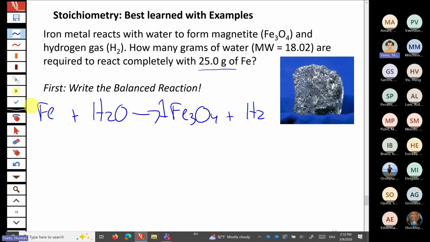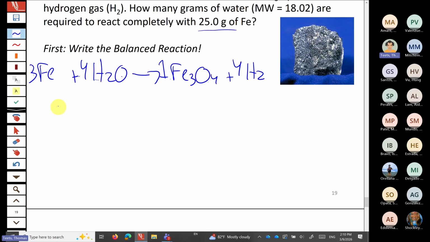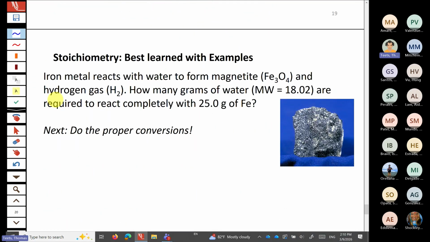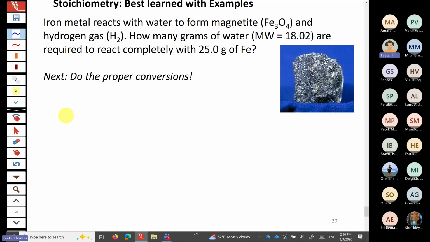That means we need 3 Fe, 4 oxygens, and then we have 4 oxygens. There's a total of 8 hydrogens, so we need 4 H2s as a product. I'll skip all the checking, but there's basically 3 irons and 3 irons, 4 times 2 is 8 for hydrogen, 8 over there, 4 oxygens, 4 oxygens. So that's the balanced equation. If you're doing a stoichiometry problem, you have to have that before you can do anything else. So if it's not given to you, you do have to produce it. Oftentimes it will be given. Next, we're ready to set up the problem.